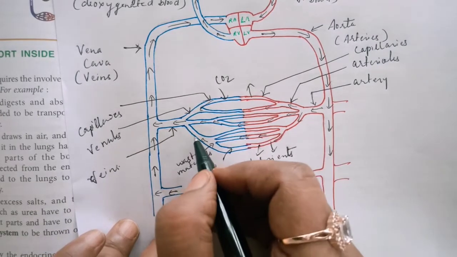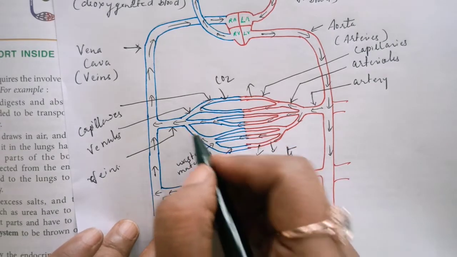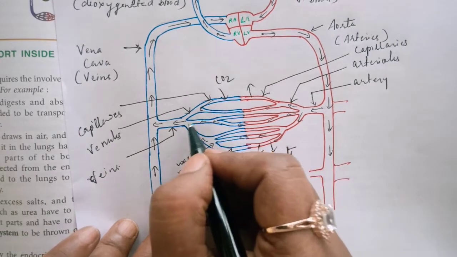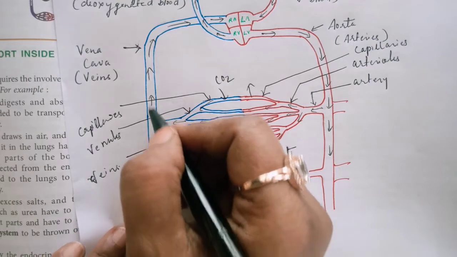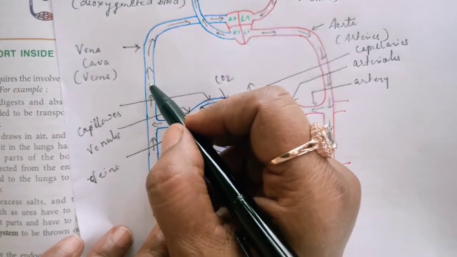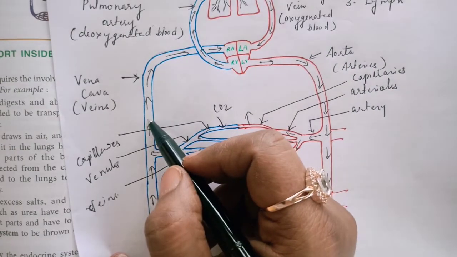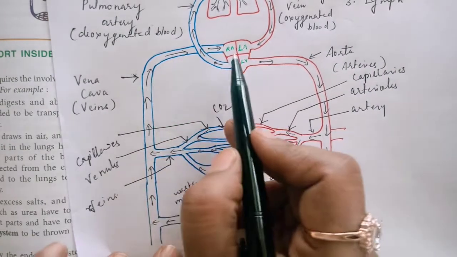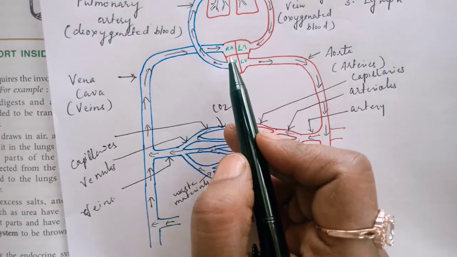Now the blood which has collected carbon dioxide and waste materials moves through the venules, the veins, coming to the vena cava, and this blood, which has now become deoxygenated because it has less oxygen and more carbon dioxide, goes to the right auricle of the heart.